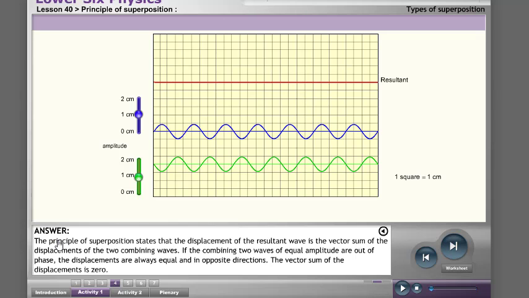Answer: the principle of superposition states that the displacement of the resultant wave is the vector sum of the displacements of the two combining waves. If the two combining waves of equal amplitude are out of phase, the displacements are always equal and in opposite directions. The vector sum of the displacements is 0.